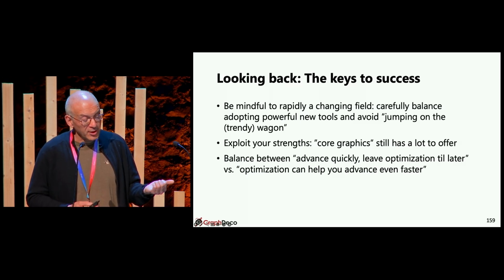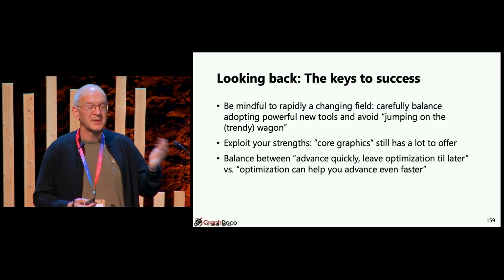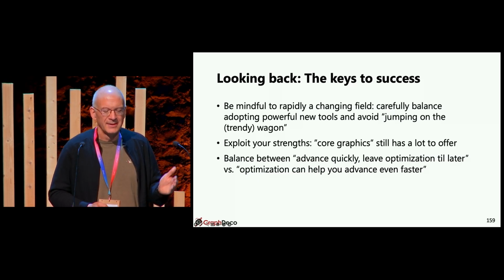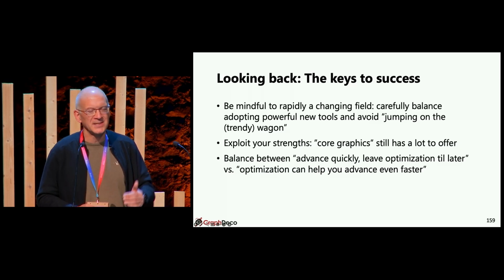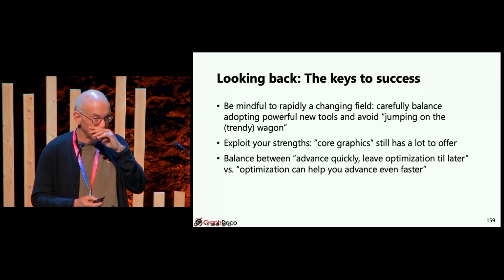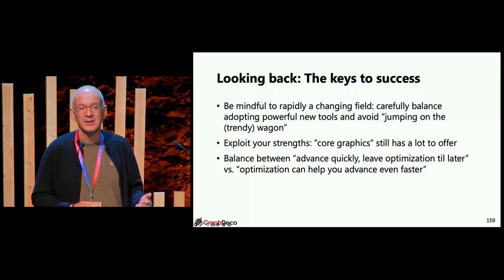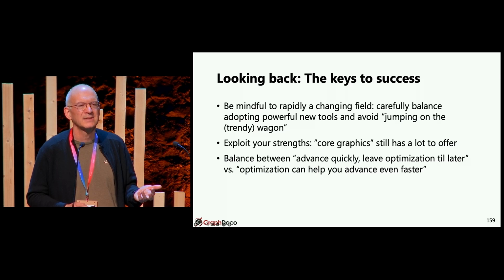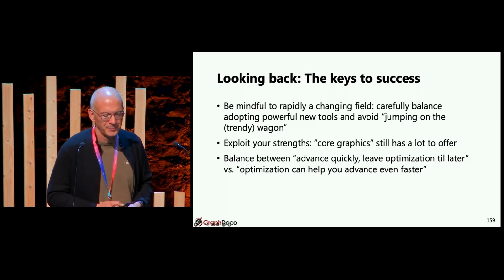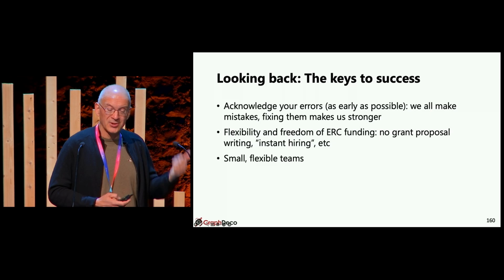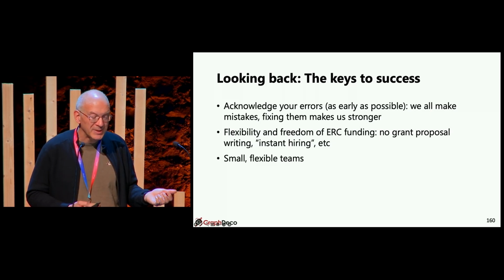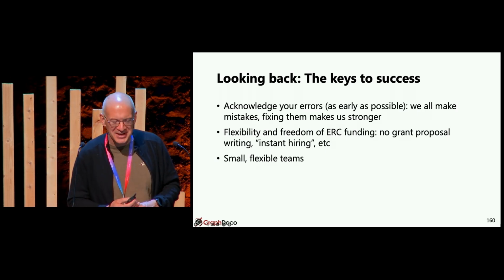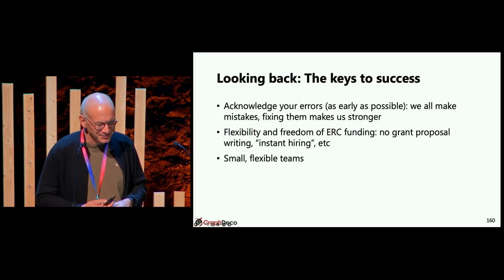And the third point is this balance between advancing quickly and leaving optimization until later, which is my standard advice to graduate students, and then you realize, well, maybe not. If you optimize now, that can help you advance faster. Again, it's a balancing act, but you need to be careful, because especially if you start doing deep learning, if your turnaround cycle is 3 days, it's really hard to advance, and it's really frustrating for the students. The other points are to acknowledge your errors as early as possible. We all make mistakes, and fixing them makes us stronger. And the example of my reaction to doing point-based rendering is an example, and there were many others, of course.